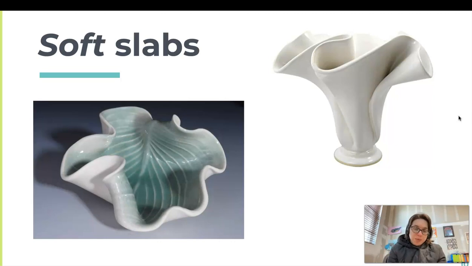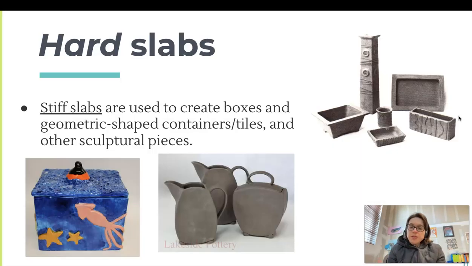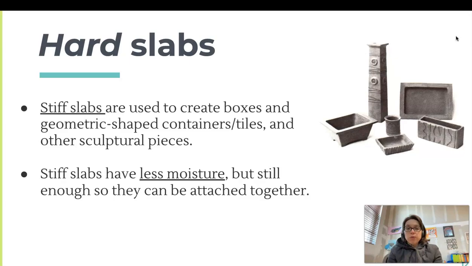And these are two more examples here that use soft slabs. Now sometimes we want our slabs to be a bit more stiff or hard, and this is better in order to create boxes and geometric shaped containers, tiles, houses, and other geometric pieces such as these vases or geometric jugs, right? These are easier when the slabs are stiff because they're more firm, they're not going to bend and fall over. Stiff slabs have less moisture.